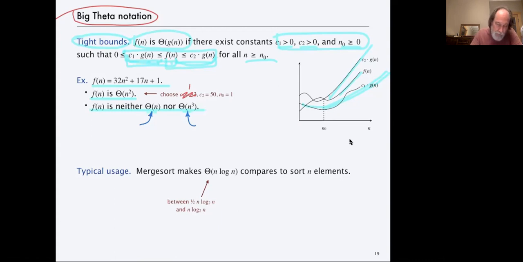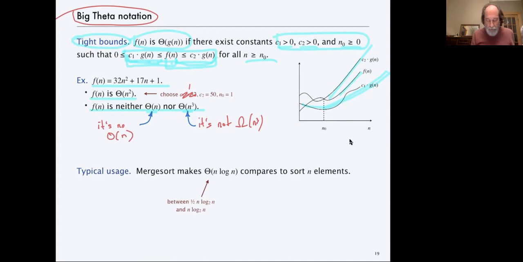Why? Well, because it's not big omega of n cubed, right? It doesn't grow as fast as n cubed. And it's not big O of n. It grows faster than n, right? So there's no big O of n upper bound because it's theta of n squared, and there's no big omega lower bound because it's theta of n squared. It's big O of n squared, so it can't be omega n cubed. And it's big omega of n squared, so it can't be big O of n.